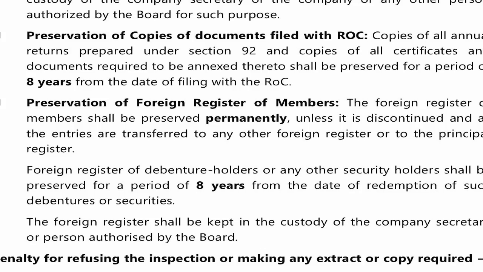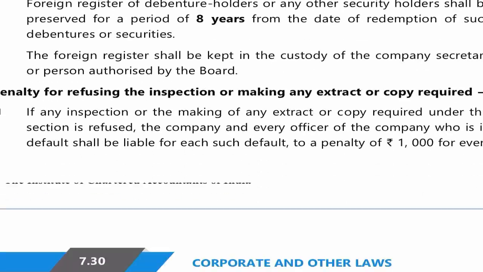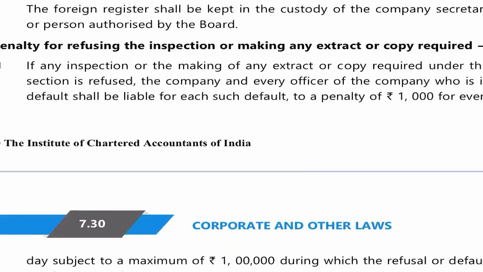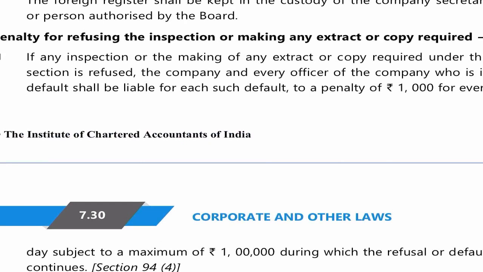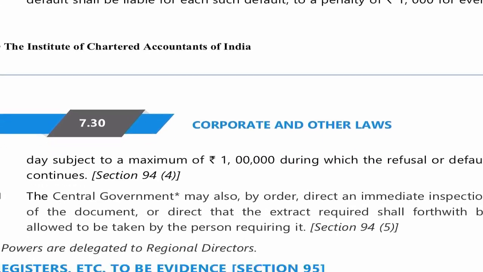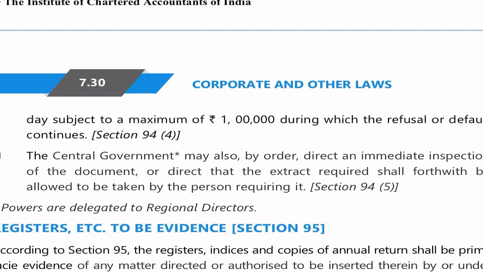Penalty for refusing the inspection or making any extract or copy required. If any inspection or the making of any extract or copy required under this section is refused, the company secretary and every officer of the company who is in default shall be liable for each such default to a penalty of ₹1,000 for every day subject to a maximum of ₹1 lakh during which the refusal or default continues.